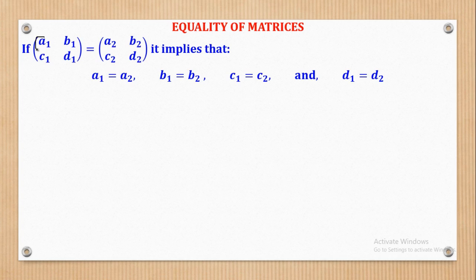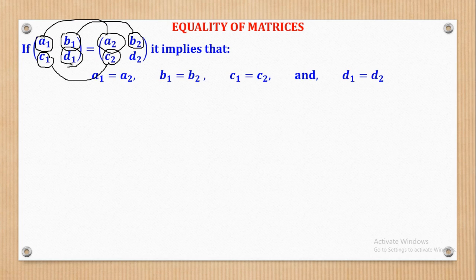So the value in the first row, first column will be equal to the value in the first row, first column of the other matrix. Similarly, the value in the first row, second column will be equal to the value in the first row, second column of the other matrix. And also the value in the second row, first column of one matrix will be equal to the value in the second row, first column of the other matrix. And lastly, the value in the second row, second column of one matrix will be equal to the value in the second row, second column of the other matrix.